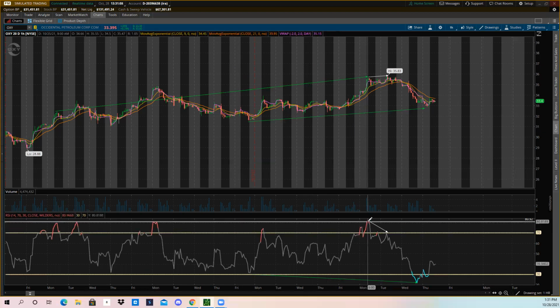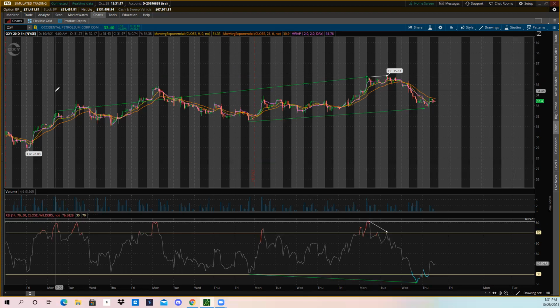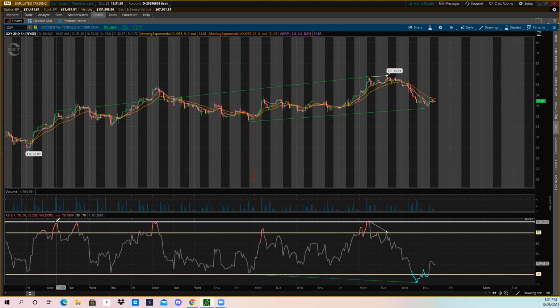What I'm showing you here is an example of what's called weak bearish divergence. The reason it's weak is because the stock is going higher. The price of the stock is going higher, but the RSI is basically maxing out right there. It's basically flatlining.